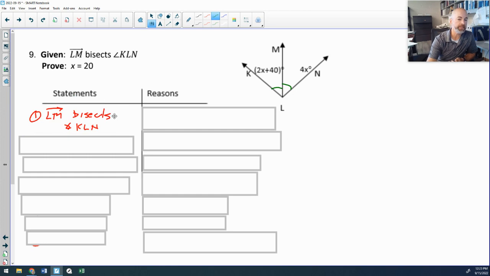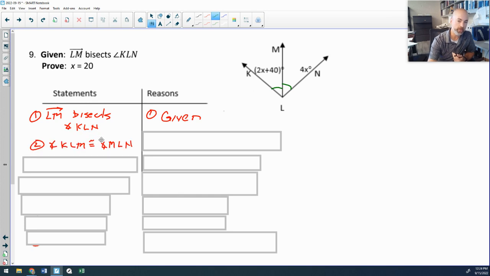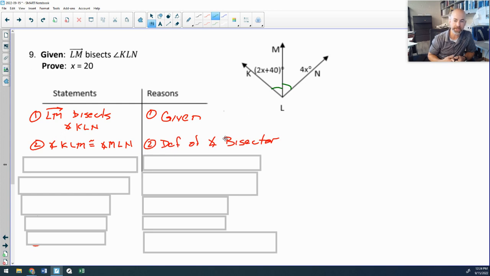And so in our proof, let's talk about how we march our way to the ultimate goal, that x is equal to 20. And we always start with the given information. Ray LM is bisecting KLN. And because LM bisects the big angle, then I know that the two angles on each side of that ray would have to be congruent. How do I know that? Because that's the definition of a bisector. If something is bisected, it divides the thing it bisected into two congruent pieces.